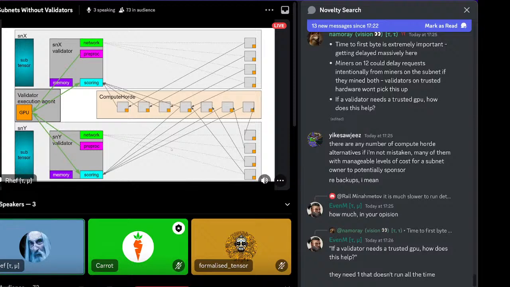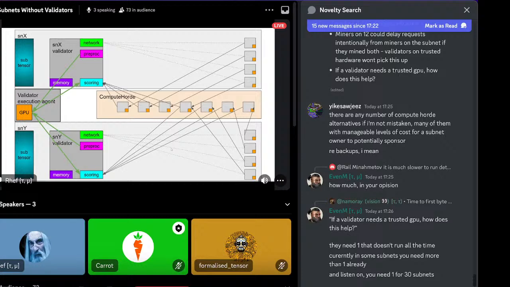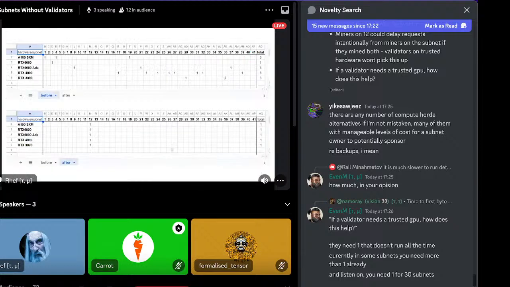Actually, when we will be testing this, we will be running 100% on the trusted hardware to make sure for a couple of weeks that it's running right before we start scaling it down. And this allows a validator to have one GPU per type per entire Bittensor rather than one GPU per subnet, as shown on this slide.